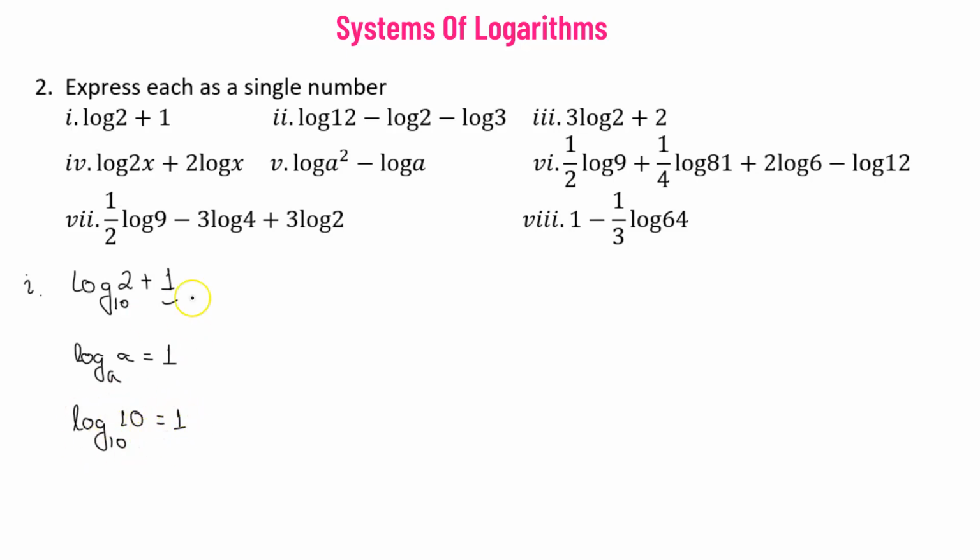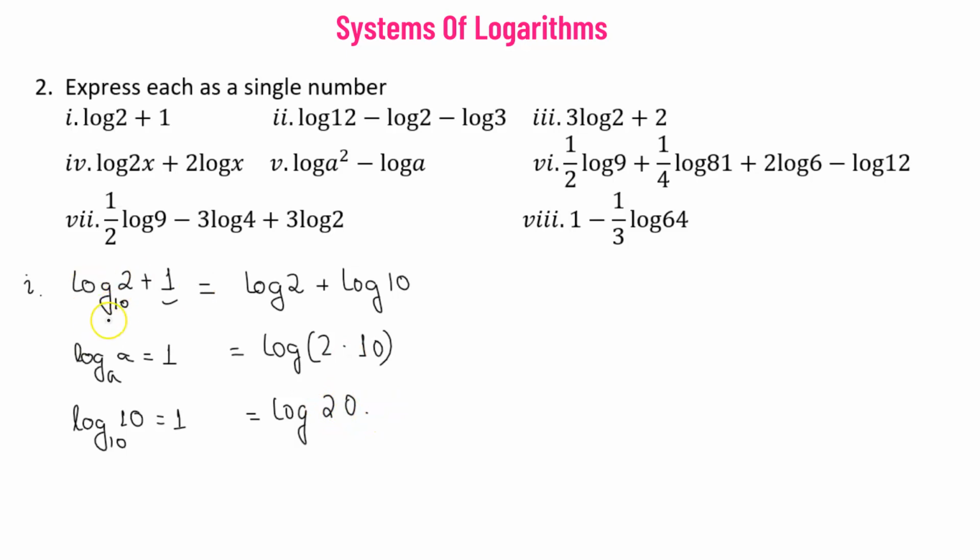So if we are going to use this property, we rewrite our problem as log of 2, where I have omitted writing 10 since it will be understood that this base is 10, plus 1. So 1 will be log of 10, because log of 10 is equivalent to 1. Then we can use the property log of a plus log of b is equal to log of a times b. So log of 2 times 10, that's 20. So we have log of 20. This is now the sum of log of 2 plus 1 expressed as a single number.